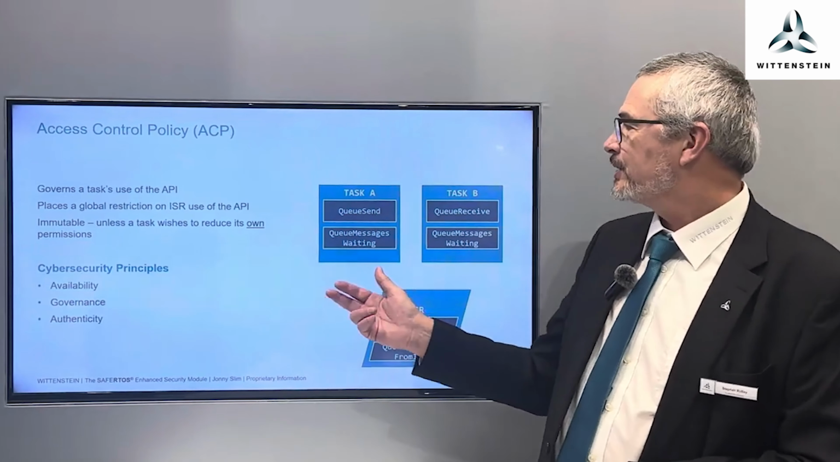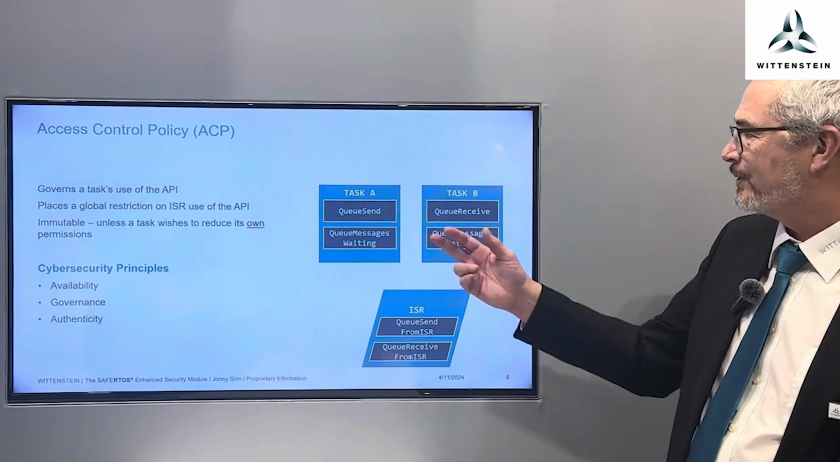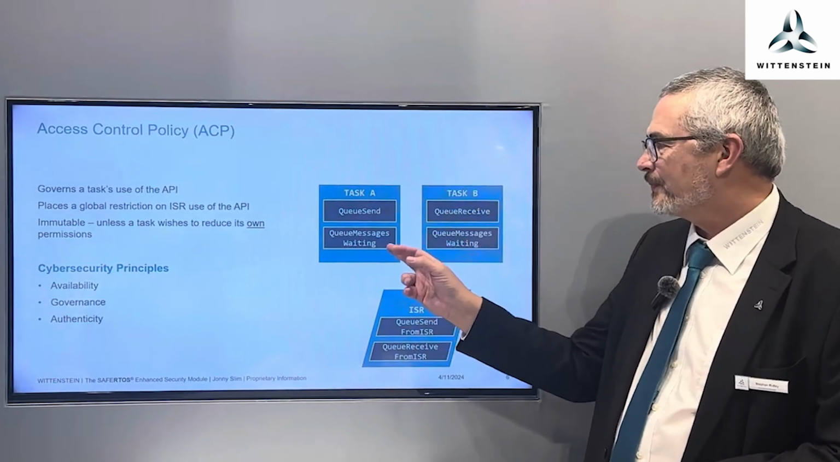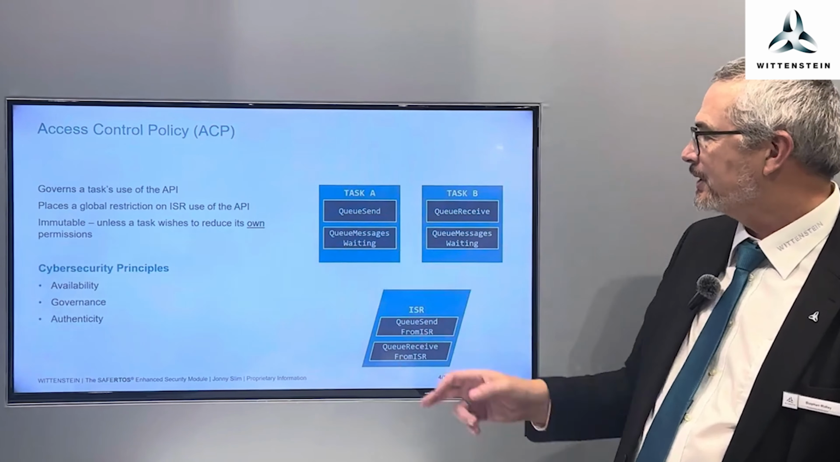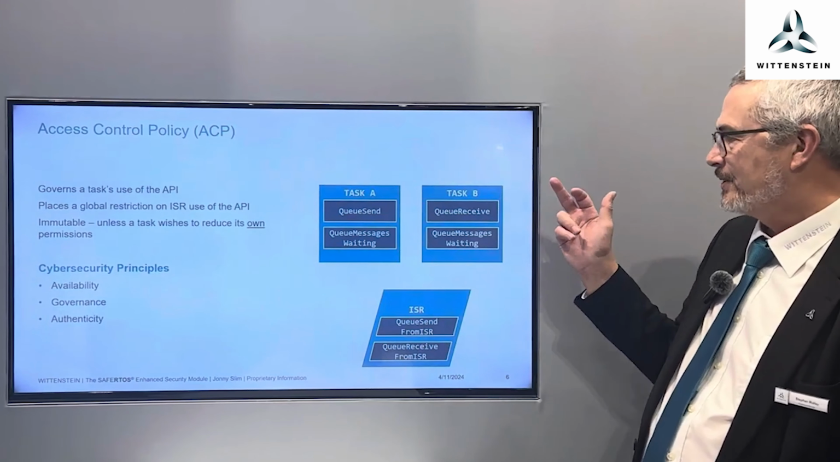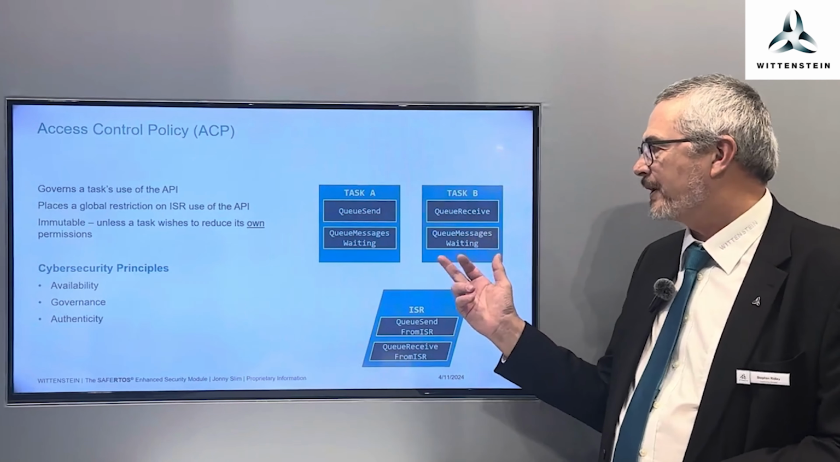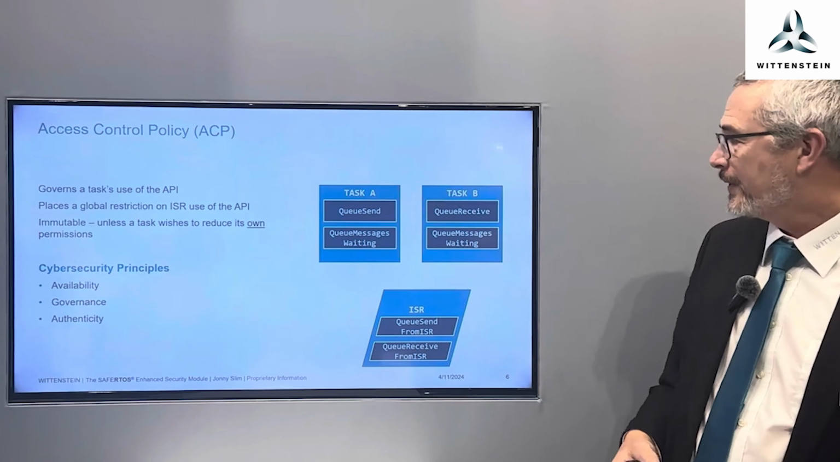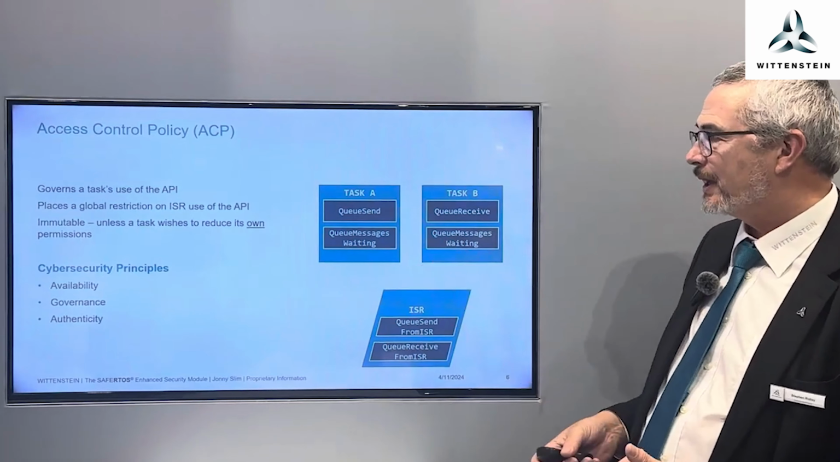So in this very simple example, we have two tasks. Task A is allowed to send to a queue and to check how much data is in the queue. And task B is allowed to receive from the queue and also check things. So basically, if these tasks try to do anything else, an error would be triggered and it wouldn't be allowed.